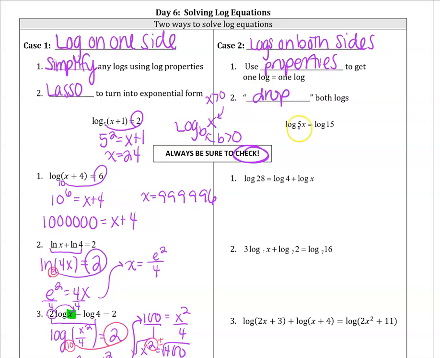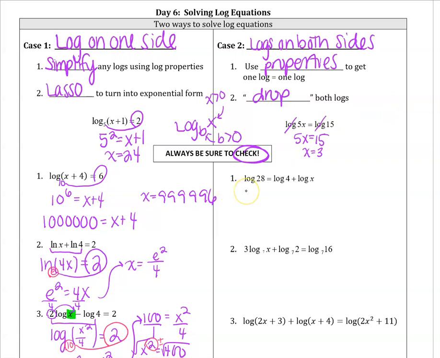So for example, if you have log of 5x equals log of 15, drop the logs, you end up with 5x equals 15, and so x equals 3. This is very much like when we were solving exponential equations and we would get something that looks like this: 2 to the x equals 2 to the 12th. I'm just making that up, okay? If the bases are the same, you drop the base and then set the exponents equal to each other. It's the same exact idea because logs are inverses of exponentials.